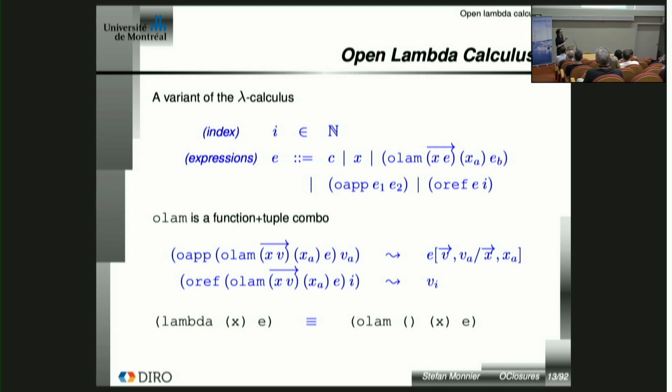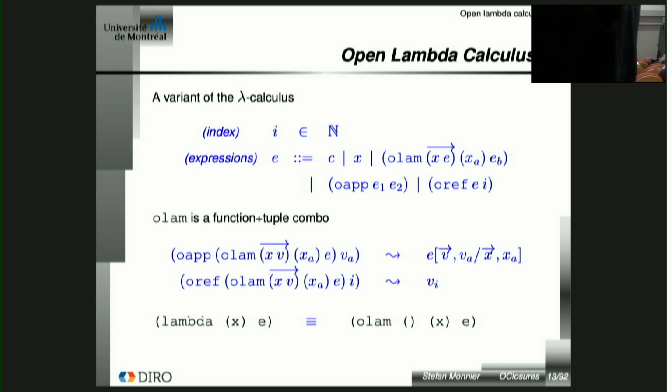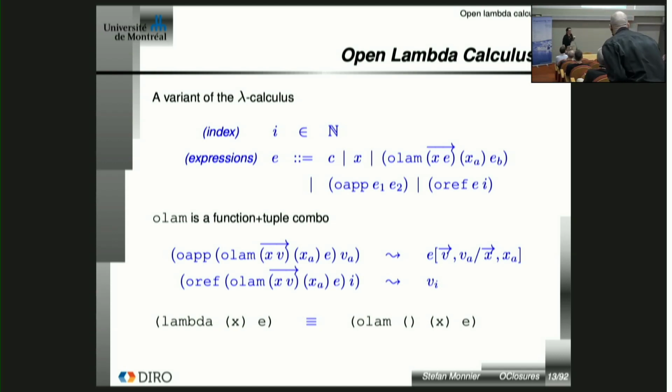But instead of having a constructor for lambda and a constructor for structures, I have a single constructor that plays both roles. So my olam takes an argument xa and a body eb. That's your function, the function part of this open lambda. And this xe with an arrow on top is basically a sequence of bindings, kind of like let bindings. And so this gives you the various slots you want to expose as if it were a structure.